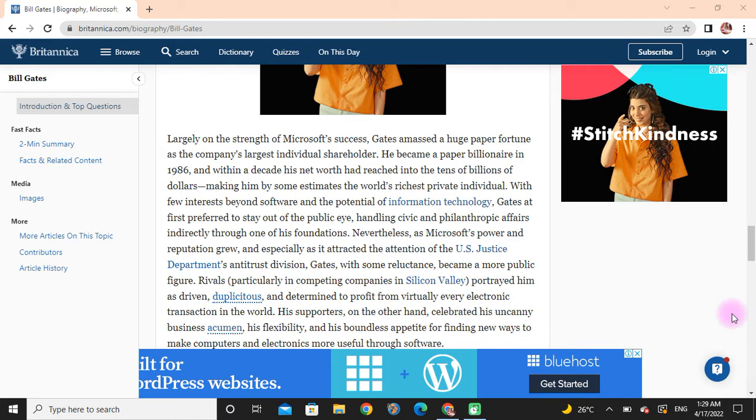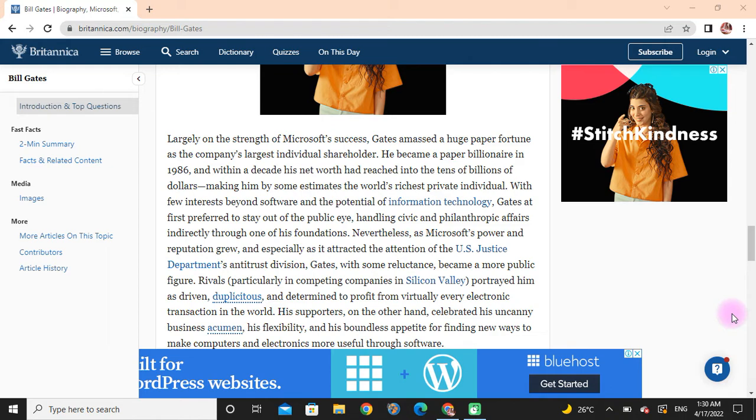Largely on the strength of Microsoft's success, Gates assumed a huge stake as the company's largest individual shareholder. He became a paper billionaire in 1986, and within a decade his worth had reached into the tens of billions of dollars, making him by some estimates the world's richest private individual, with few interests beyond software and the potential of information technology.